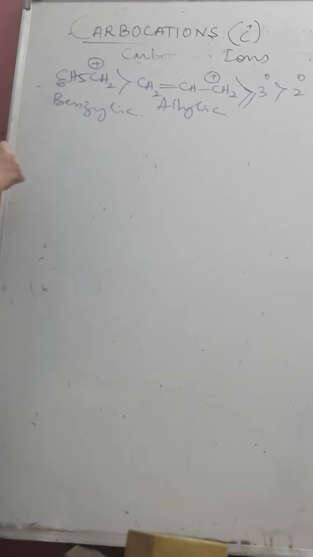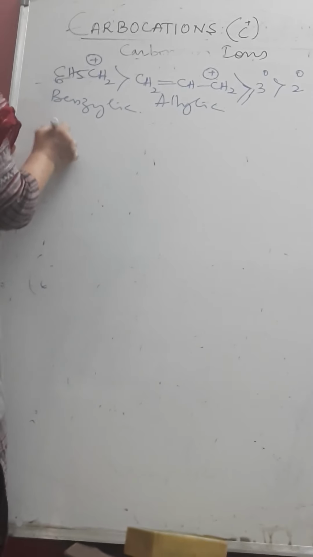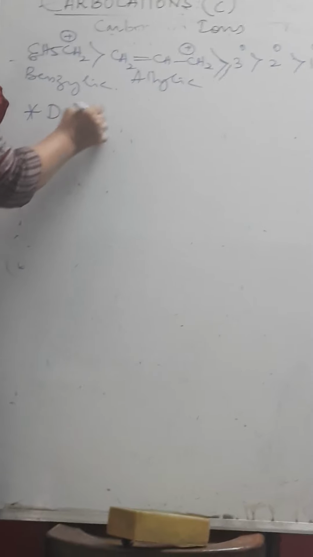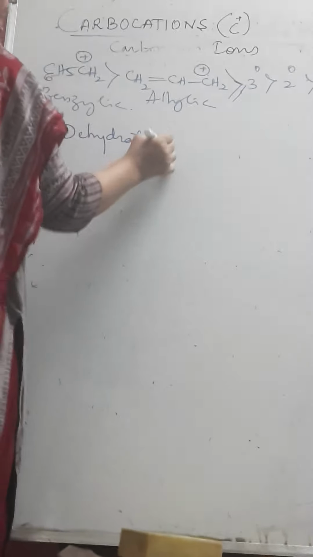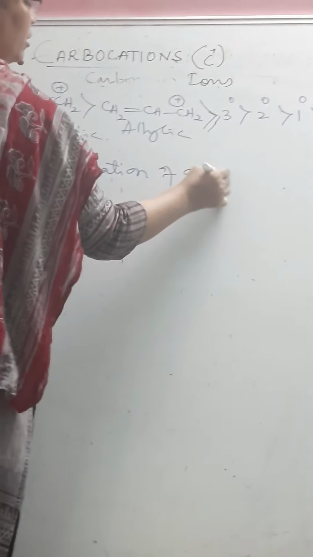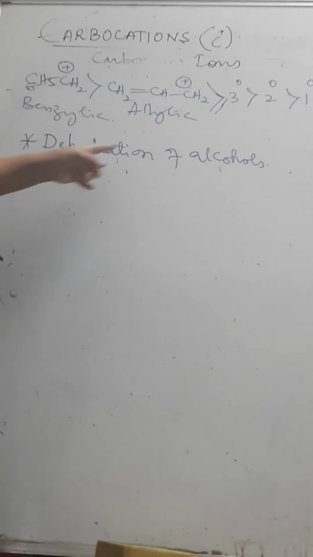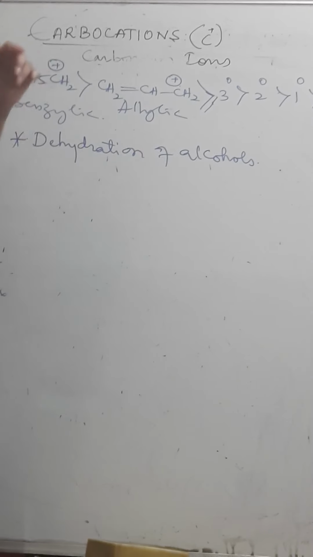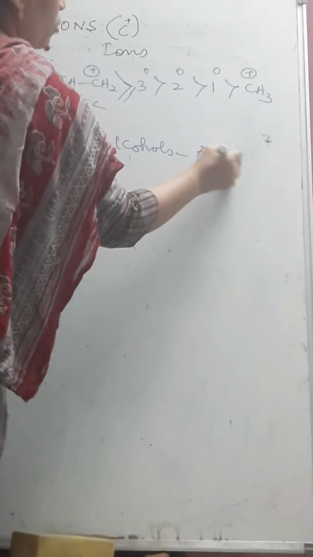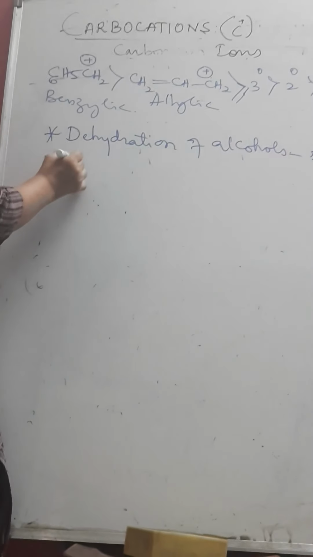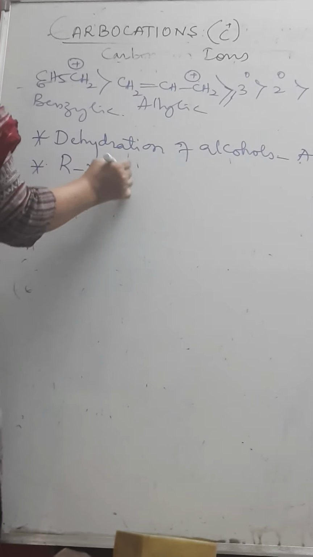Okay. Now, if we see the examples, have you remembered dehydration of alcohols? In second year, you are going to study this mechanism. During dehydration we generate a carbocation, which leads to the formation of water and alkenes. And the second most important example is the conversion of alkyl halide to alkene.